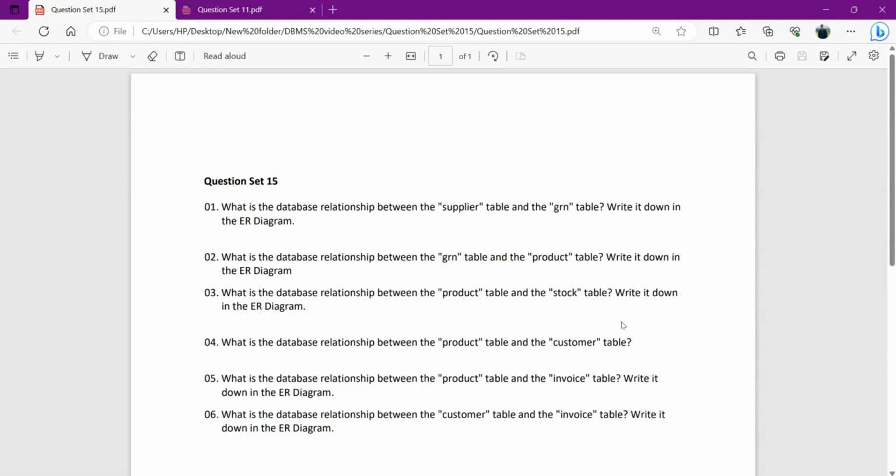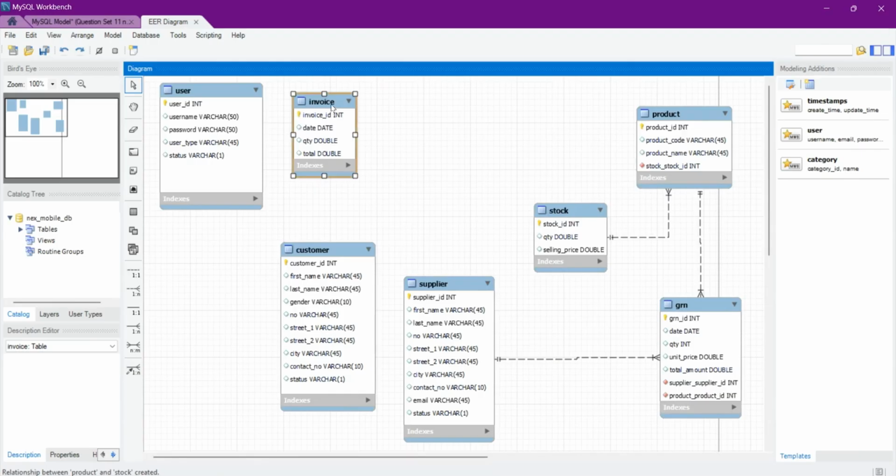If you see the fifth question, what is the database relationship between the product table and the invoice table? Write it down in the ER diagram. This is the invoice table and this is the product table. A particular product can have many invoices, but a particular invoice should have only one product. There is a one-to-many relationship between the product table and the invoice table.